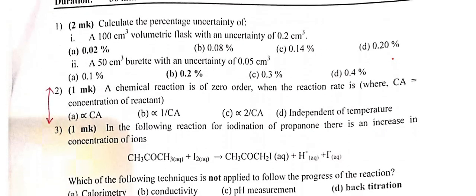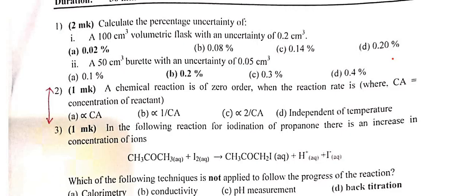The next question is mostly for those doing Chem 1010, but they can ask it because you do have it, even those doing Chemistry 1000. The second one is again the same. They're saying a 50 cubic centimeter burette with uncertainty of 0.05. It's the same thing. We're going to do 0.05 over 50 then times 100. So question 1 is going to be done in a similar way. This was based on errors.